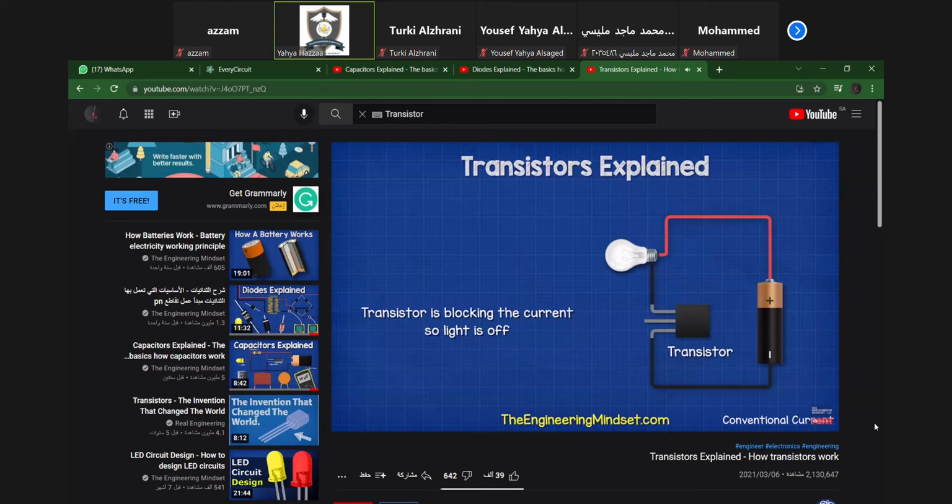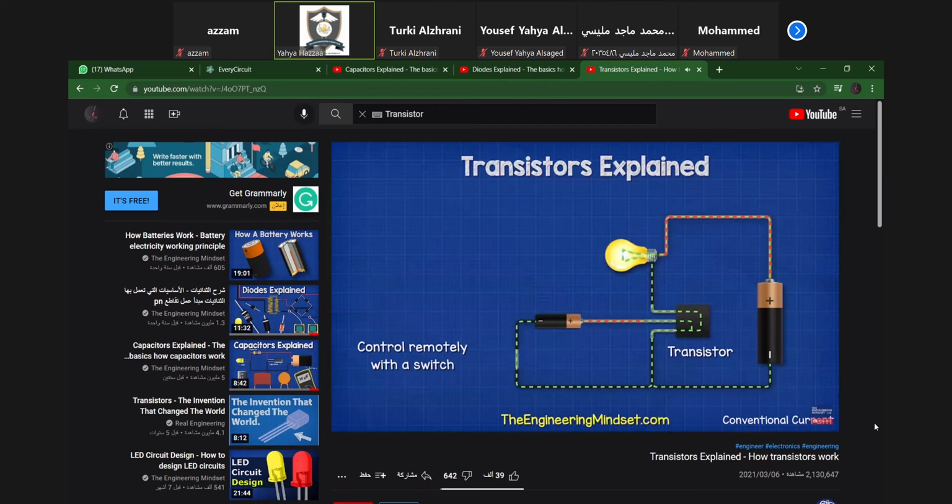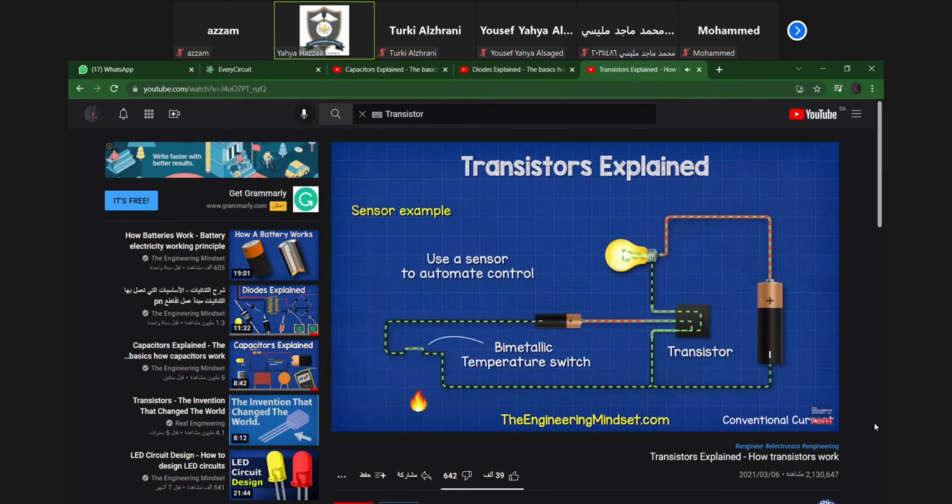This transistor is blocking the flow of current, so the light is off. But if we provide a small voltage to the base pin in the middle, it causes the transistor to start allowing current to flow in the main circuit. So the light turns on. We can then place a switch on the controlling pin to operate it remotely, or we can place a sensor on this to automate the control.